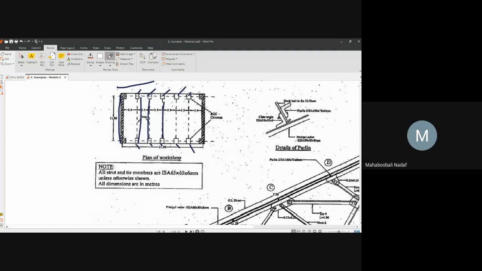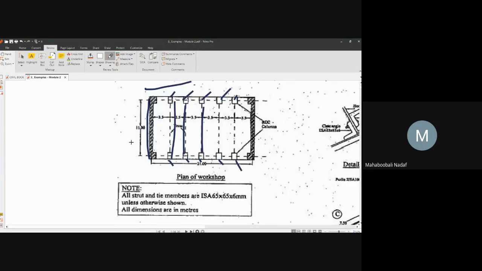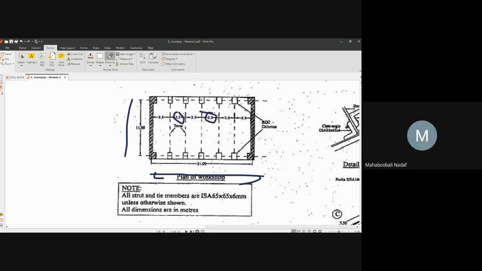Now for this case, what is the span of the truss? Can anyone tell me? 11 meter. 11 meter is the span of the truss. The total building length is 21 meter, but the spacing of the truss, each spacing, is 3.5. Okay, now here they have given that these are RCC columns.